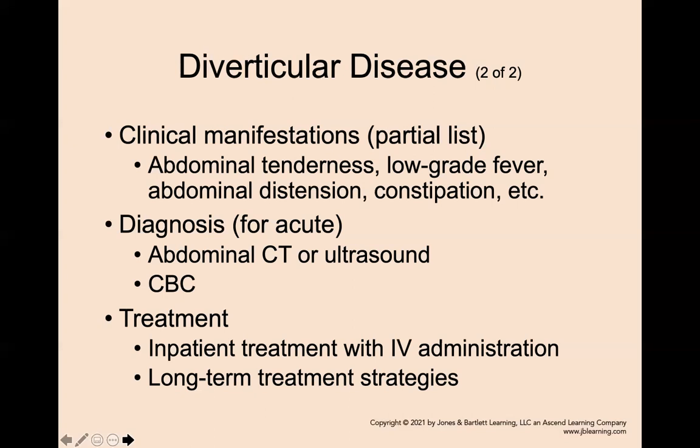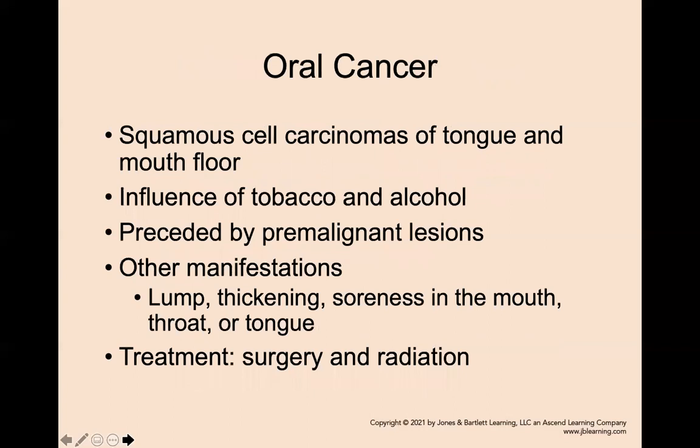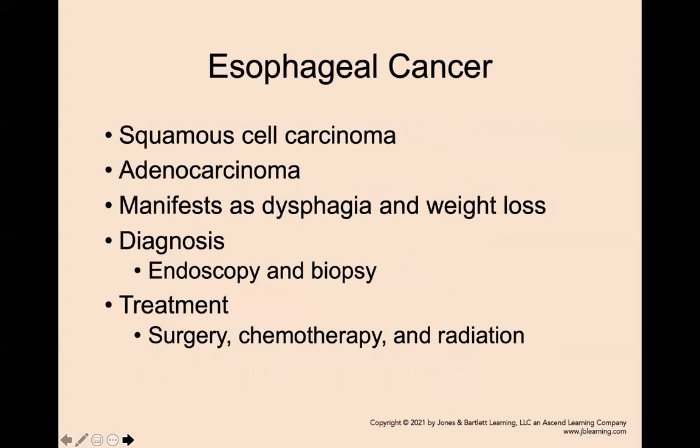We're going to talk about some of the kinds of GI cancers now. Oral cancer is squamous cell of the tongue and the mouth floor. It's primarily influenced by tobacco and alcohol use, preceded by pre-malignant lesions. The manifestations often include a lump, thickening, soreness in the mouth, soreness of the tongue or the throat. Treatment includes surgery and radiation.